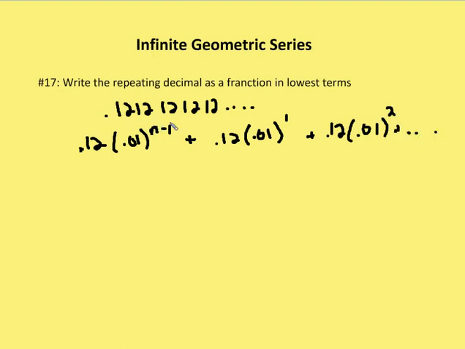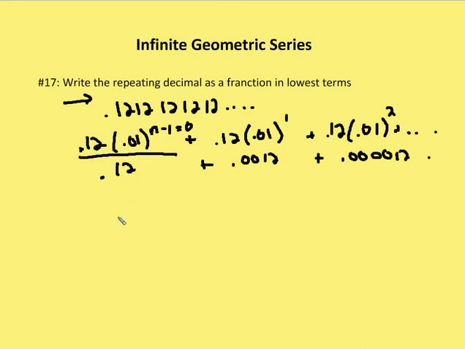So we can see that we get 0.12 plus 0.0012 plus 0.000012, and so on and so forth. And we provide an equivalent expression to the repeating decimal that we've just outlined.